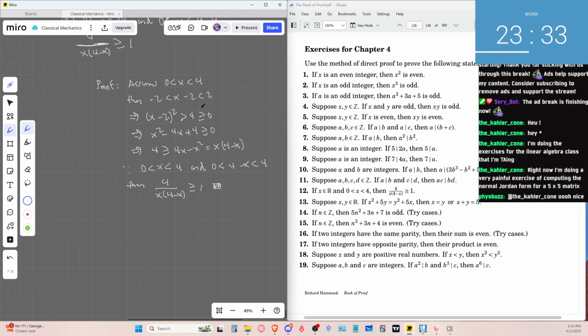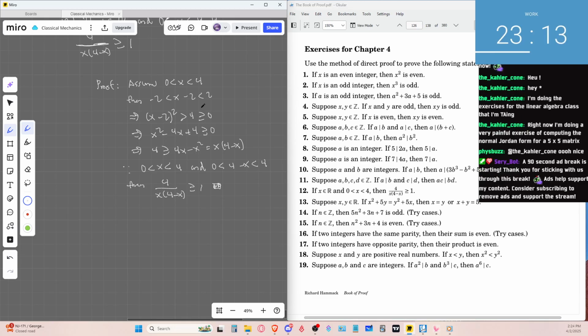Then -2 is less than x minus 2, that is less than 2. So x minus 2 squared is greater than or equal to 0.